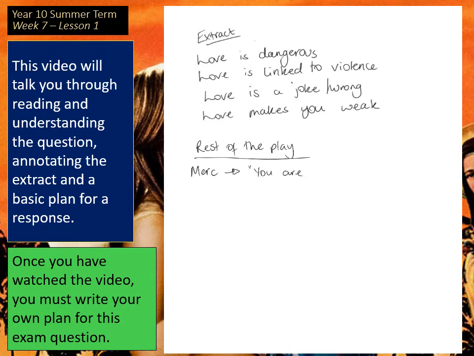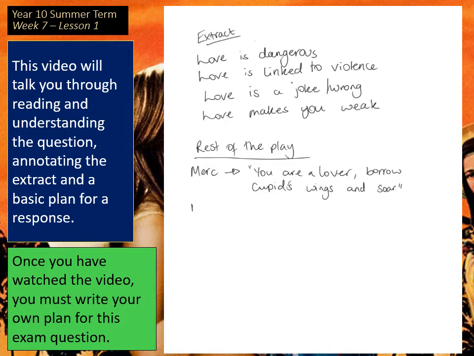this. He says, "You are a lover, borrow Cupid's wings and soar." So I know that Mercutio talks about love and Cupid in that extract, and I know he says that to Romeo elsewhere in the play, so I might use that as a contrasting point perhaps.